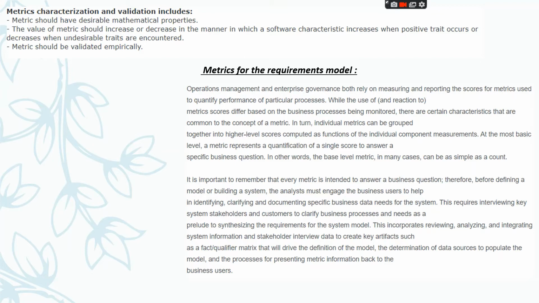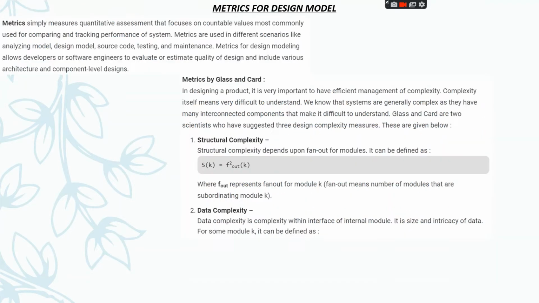This anyway incorporates reviewing, analyzing, integrating the system information and the stakeholder interview data to create key artifacts such as the fact or qualifier matrix that will hence derive and drive the definition of the model and provide the determination of data sources to populate the model. And the process for presenting the metric information is then again given back to the business users who are using the specific model, that is the requirement model in this case.